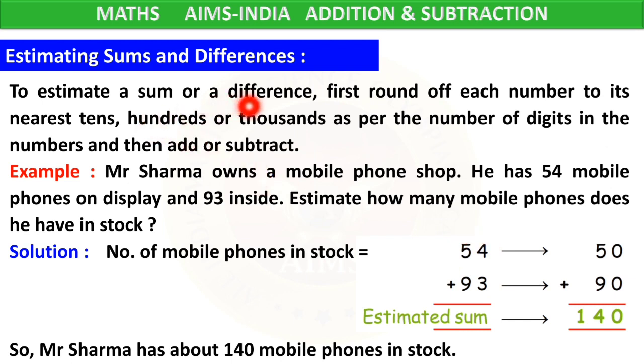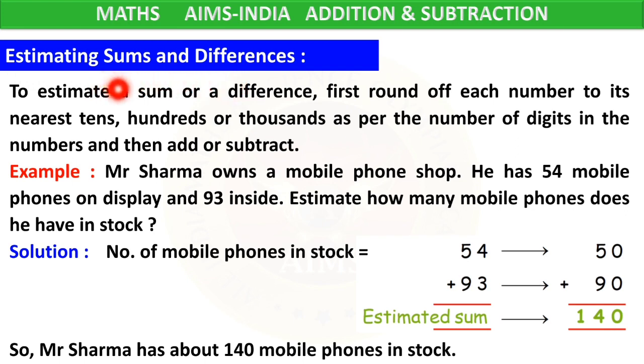Now estimating sums and differences. To estimate a sum or difference, first round off each number to its nearest tens, hundreds or thousands as per the number of digits in the numbers, and then add or subtract. Example, what is this? This is estimating sums and differences. Yes, children, I know that you have already learned how to estimate a number to the nearest tens or hundreds. Yes. Now what are we doing here? We are estimating the sums and differences.